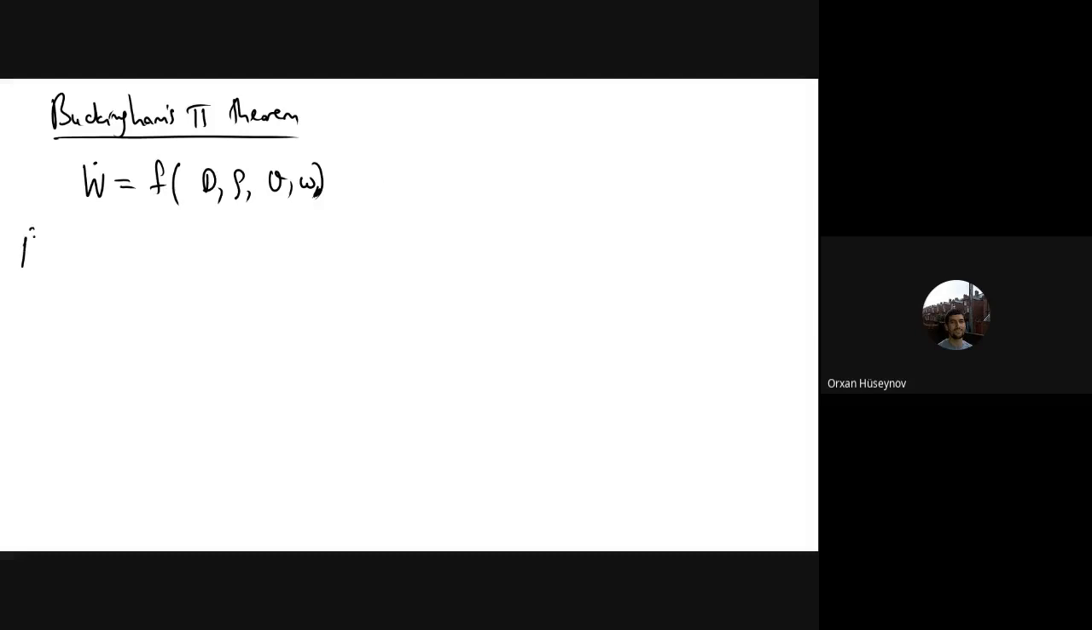And the first step is: how many variables are there? n is 1, 2, 3, 4, 5. We have 5 variables. And the second step is the dimensions of each variable. So W dot has a dimension of, I will ask this question for you, what is the dimension of W dot? You can write it as a comment.